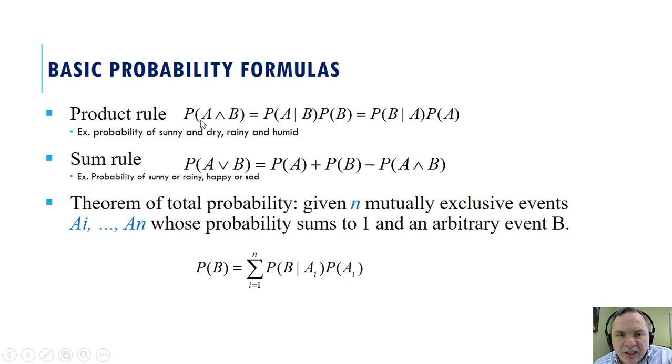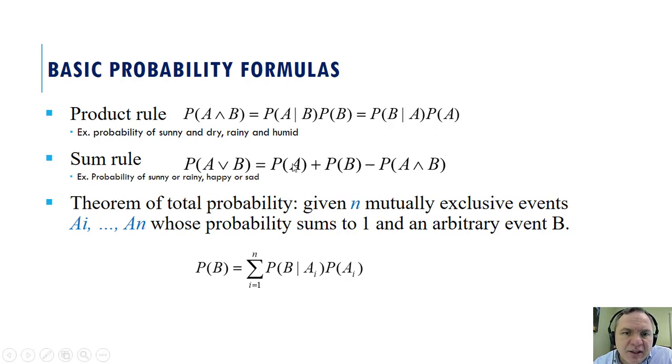So this is how we calculate the probability of A and B, but we also have another way to do the same thing. We get the same result by saying what is the probability of B given A times the probability of A, for example the probability of dry given that it's sunny times the probability of sunny. So this is the product rule. The sum rule is actually here, we have the OR operator. So what is the probability of seeing event A and/or event B? If either A or B is observed, then that's fine with us.